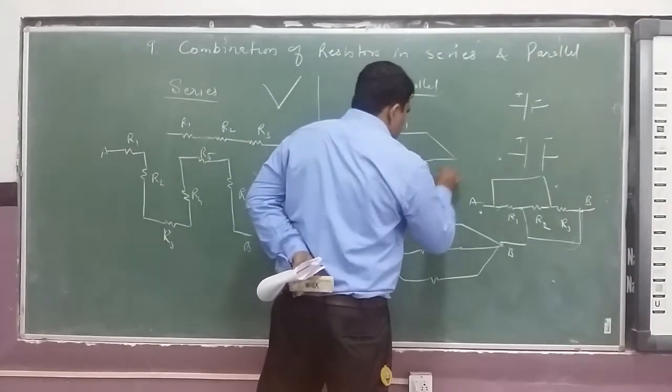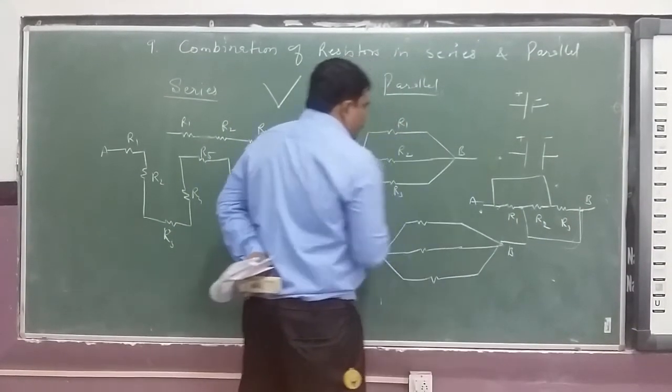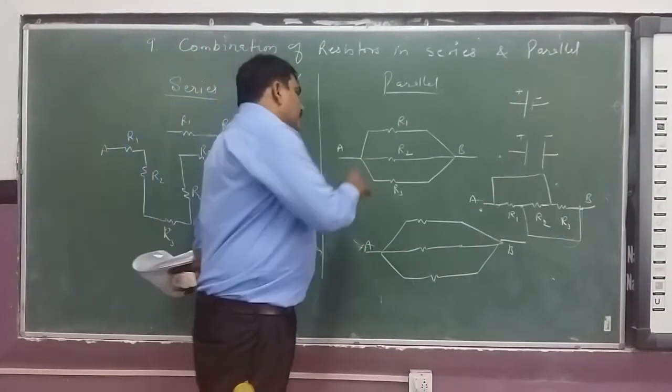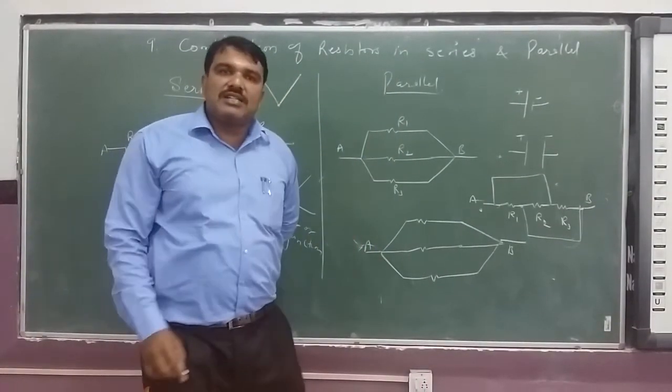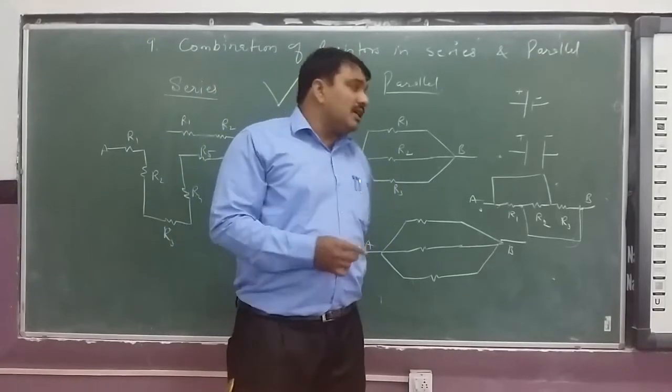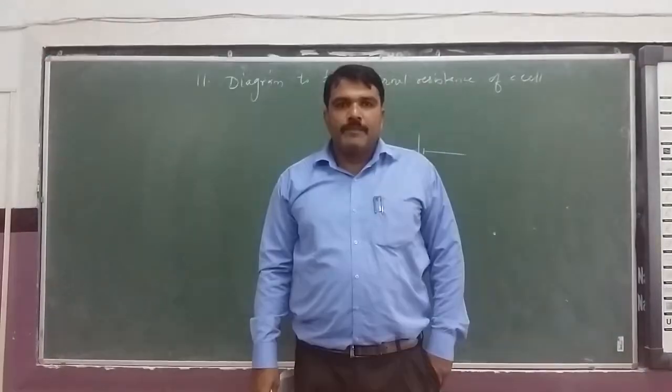So one end of all the resistors is common at point B and one end of all the resistors is common at point A. So you can see that these three resistors are in parallel. So this is the way how to draw resistors in parallel.